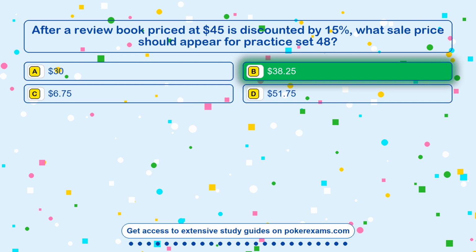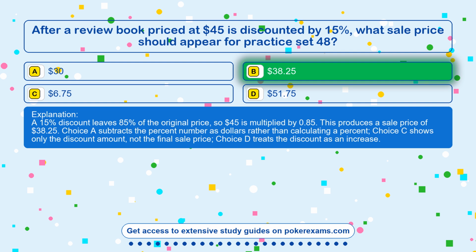$38.25. A 15% discount leaves 85% of the original price, so $45 is multiplied by 0.85. This produces a sale price of $38.25. Choice A subtracts the percent number as dollars rather than calculating a percent, Choice C shows only the discount amount, not the final sale price, Choice D treats the discount as an increase.